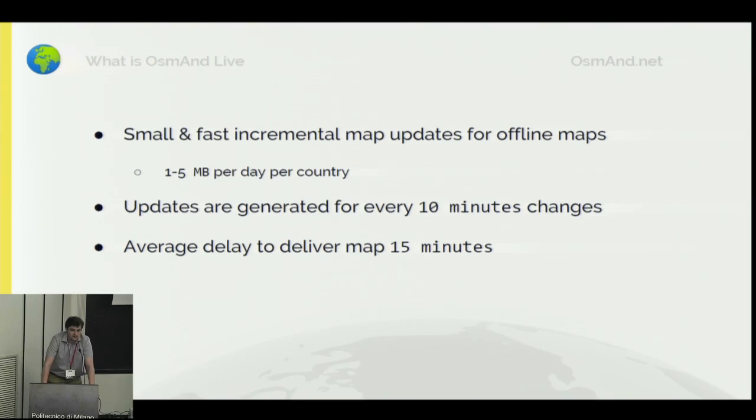So we've been working quite a long time on how to introduce incremental updates. The main challenge here is that we don't distribute maps by tiles, we distribute the whole region, and obviously we need to implement a delta mechanism. So we ended up implementing map updates which are reasonably small and reasonably fast to download. It's about 1 megabyte per country, per region, for the whole day of changes. We try to generate these updates every 10 minutes, and we strive to deliver this update every 15 minutes. It means if you make a change on the OpenStreetMap site or via JOSM, in 15 minutes you can already see these changes in OsmAnd.